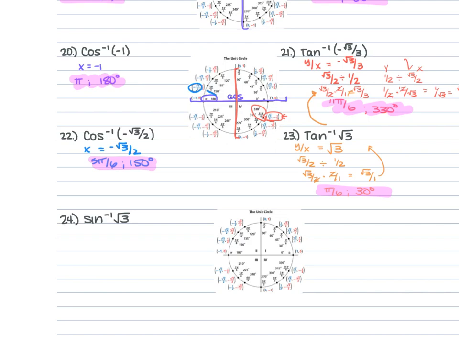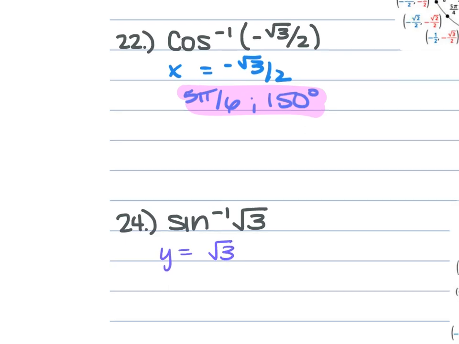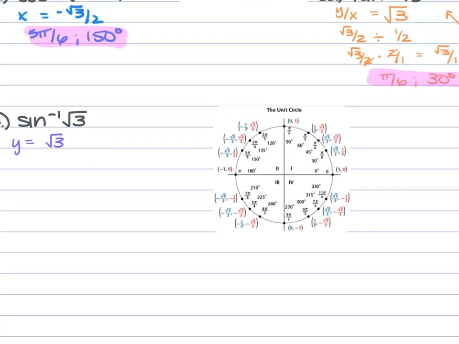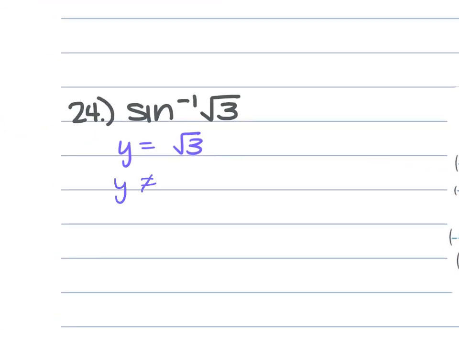For 24, we have the inverse of sine of the square root of 3. So where is our y value, the square root of 3, in the first and fourth quadrant? Well, there's no value that y is the square root of 3. So we have no solution.